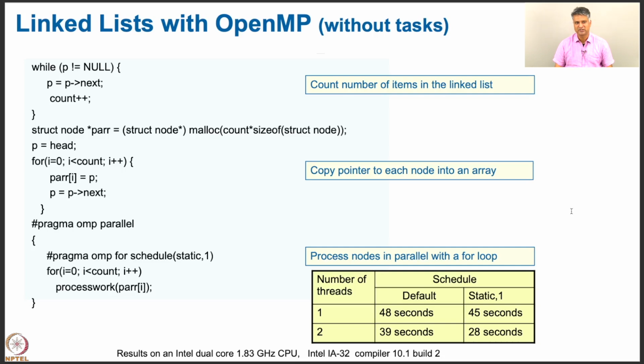So when I schedule this program with one thread, if I do default scheduling, I can get this program to run in about 48 seconds. If I have static scheduling, about 45 seconds. If I use two threads, i.e. I have parallelized it using two cores, then the default scheduling takes 39 seconds, but with the static scheduling, I'm able to do it in 28 seconds. So this is being done without the tasks directive.